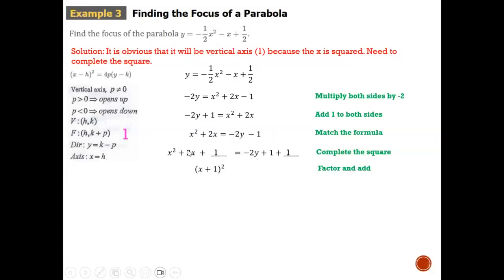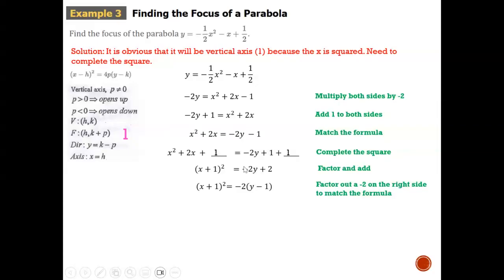Say if it was a 6 in the middle. It'll be x plus half of 6, which is 3, and then you square it. So 9 will go there and 9 will go there. And on the right side, it's going to be -2y plus 2. You see, guys, the left side already matches the formula, but the right side doesn't. So on the right side, I have to factor out a -2. If I do that, it's going to give me -2 times (y minus 1).